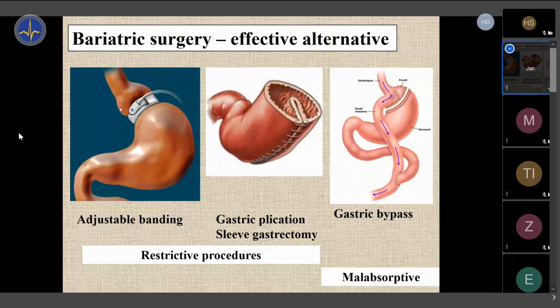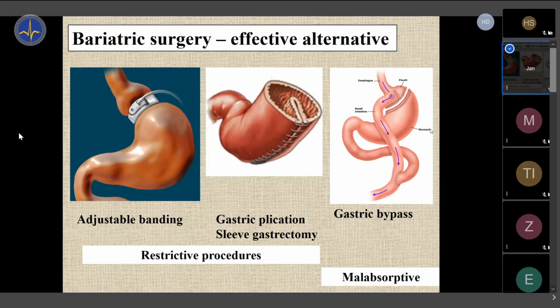Adjustable banding, which is on the left, was the first one introduced, but it's less efficient. Today we prefer, and numbers say that today number one is this plication. Another type of operation, as a group of operations, is malabsorptive operations. So here you can see, number one is gastric bypass.